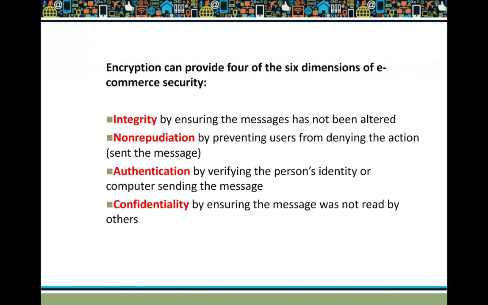Then confidentiality. We ensure that the message is not read by others, because we are going to send the message totally encrypted, so that even if any person is able to intrude into the communication channel and get away with the message, it will be difficult for the intruder to convert it back to the plain text and thereby interpret the contents. Since encryption is possible, we can have confidentiality achieved. So these are the 4 e-commerce dimensions out of the total 6 that are going to be satisfied by the encryption method.